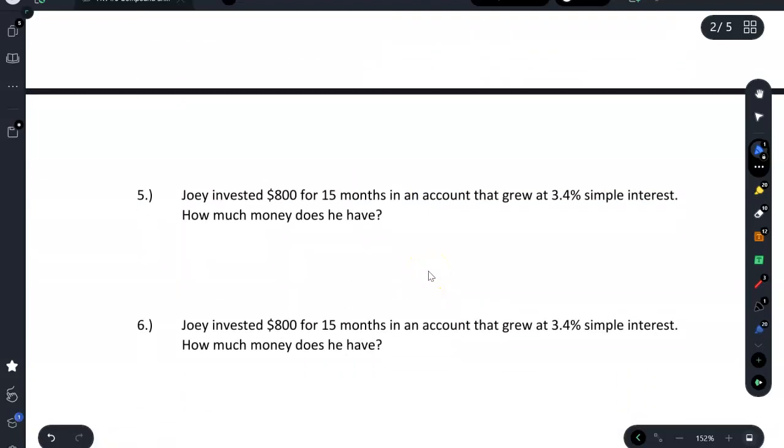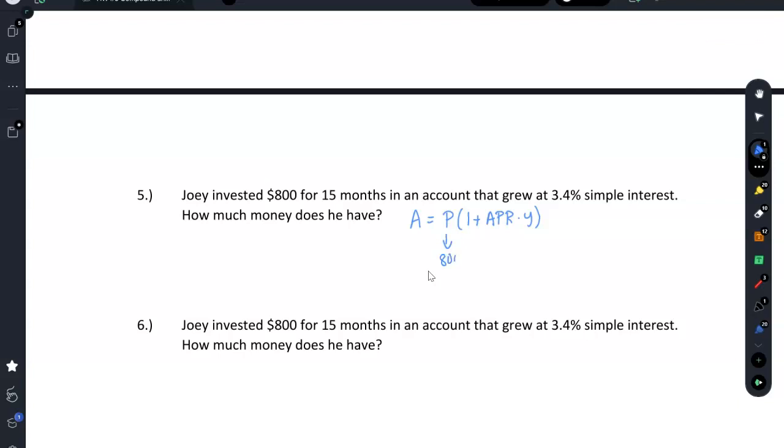So number 5, I have Joey invests $800 for 15 months in an account that grew at 3.4% simple interest. How much money does he have? So I have the same equation. A equals P times 1 plus APR times Y. He started with $800.